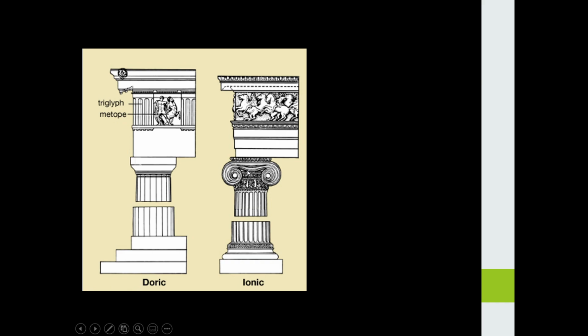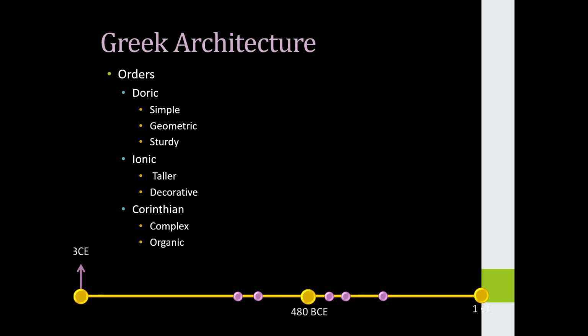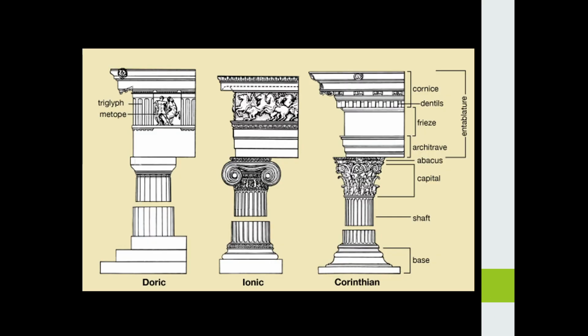If you're around Fort Worth, you will see all three of the orders, but especially a lot of the Ionic ones. And last but not least, the most decorative of all of them is what we call a Corinthian order. And it's very complex. There's a lot of organic elements, a lot of plant-like things on the very top. And it's much more slender. So here's what a Corinthian column looks like.